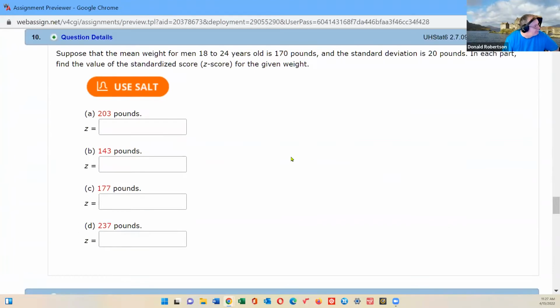And here we go. The mean is 170 and the standard deviation is 20. Let's find the z-score. So if somebody was 203, you'd go 203, take away the mean, divided by 20. And that's what calculators are for. So that's 33 divided by 20. And I get the answer of 1.65.